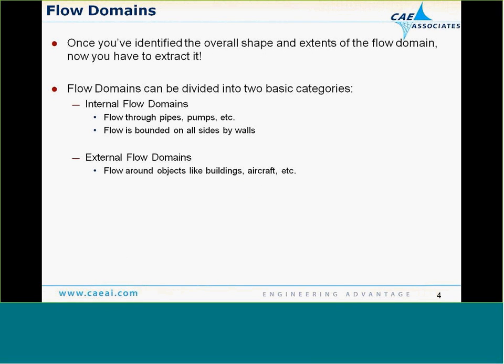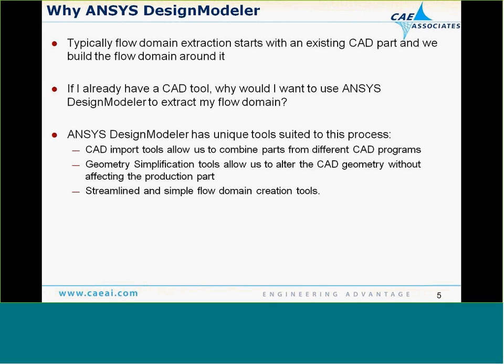We've identified the overall shape and extents of the domain. We have to extract it. Before we discuss how we go about doing that, an important note is to understand that we can divide flow domains into two basic categories. We have internal flow domains, so flow through pipes or pumps or anything else where the flow is bounded on all sides by walls. On the other hand, we also have external flow domains, where we have flow around an object, like a building or an aircraft or the hull of a ship. It's not necessarily bounded on all sides by walls, but maybe it's over an object. Now, we can have a combination of the two, but it's important to make this distinction so that we know which tools within ANSYS Design Modeler we're going to use in order to extract our flow domain.